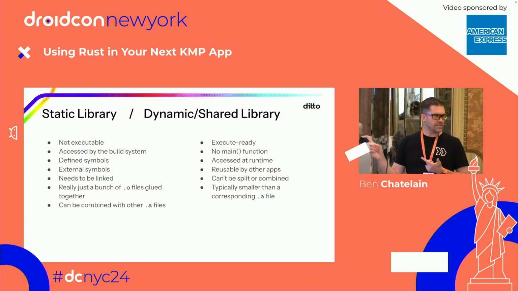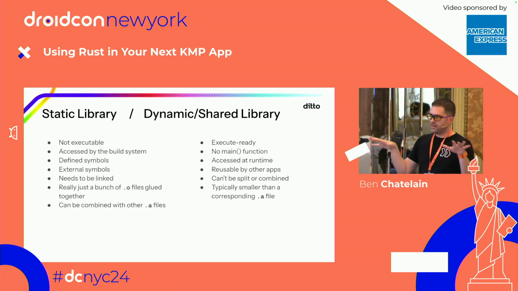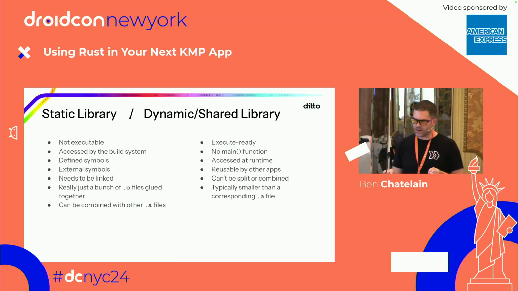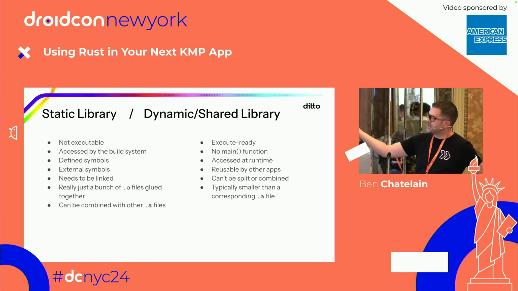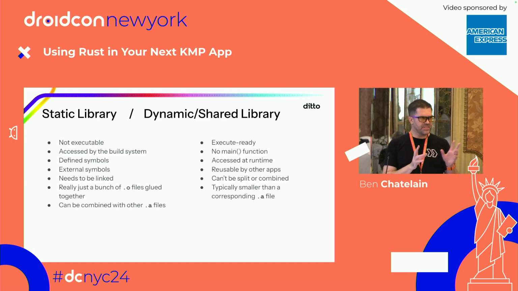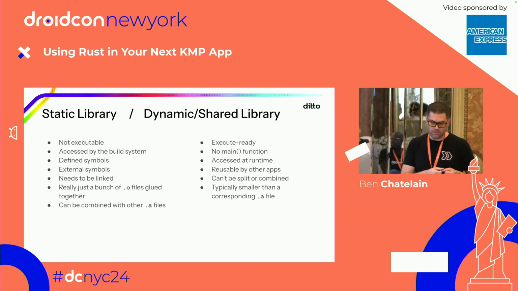But by the way, what is a static library? So in native compilation, you can build a static library or a dynamic, or sometimes it's called a shared library. You could think of DLL on Windows. So a static library is not executable. It's really just accessed by the build system. It's sort of an intermediate product. It's not final and can't be run. It just has symbols defined. There might be external symbols that need to be linked before they mean anything.